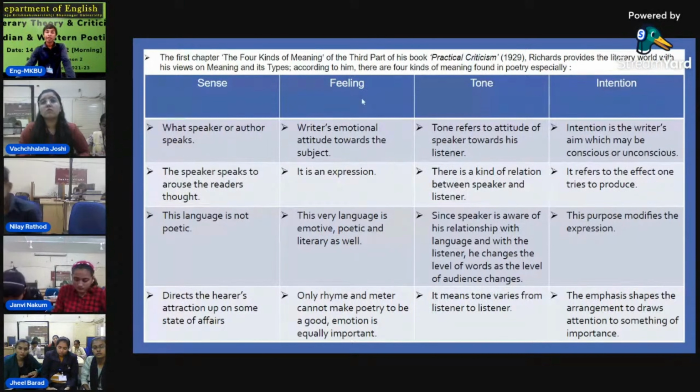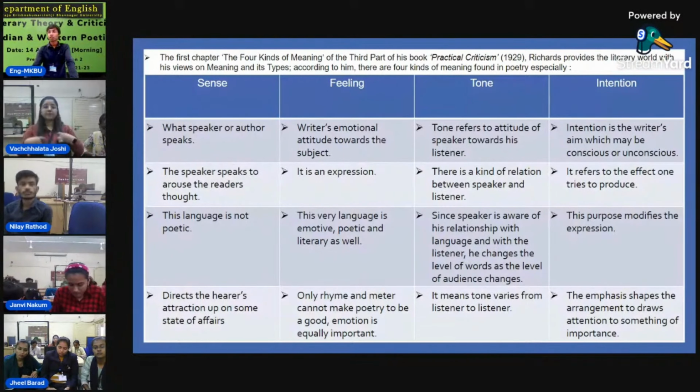So feeling is the writer's emotional attitude towards the subject. Any spoken thing is not bereft of emotion. So whatever I am speaking, there is a kind of emotional urge in me. Only then can I speak very well.